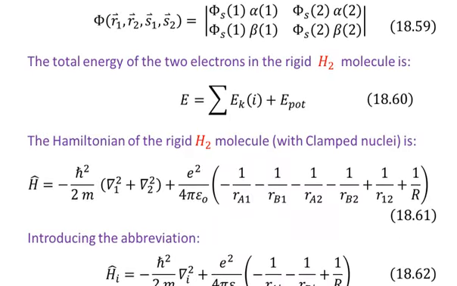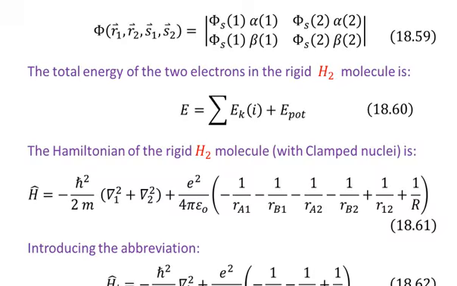So you see that now under this condition we can write down the Hamiltonian of the rigid H2 molecule with the clamped nuclei. That is, the separation between the nuclei is fixed by the distance capital R. Under that condition we can write down the Hamiltonian of the rigid H2 molecule. So H hat, the Hamiltonian operator written on the left hand side, is equal to minus h bar square over 2m, where m is the mass of the electron, and the parentheses contain del 1 square plus del 2 square, where del 1 is the del operator associated with electron 1, and del 2 is the operator associated with electron 2.